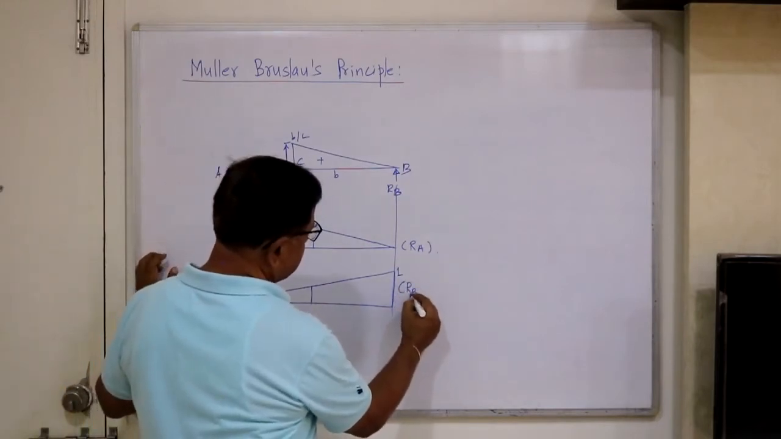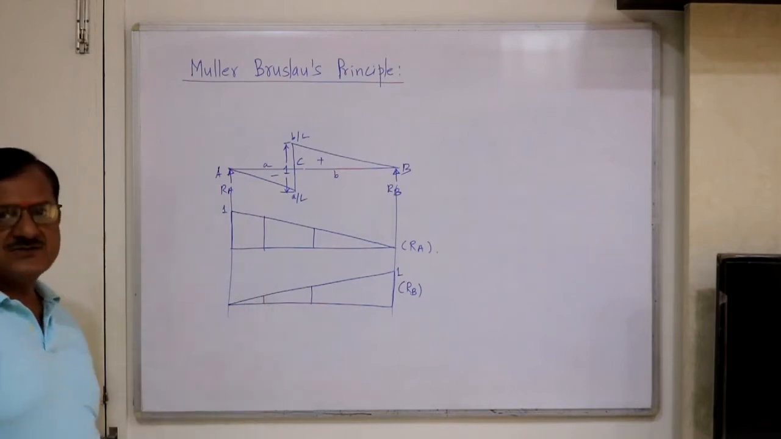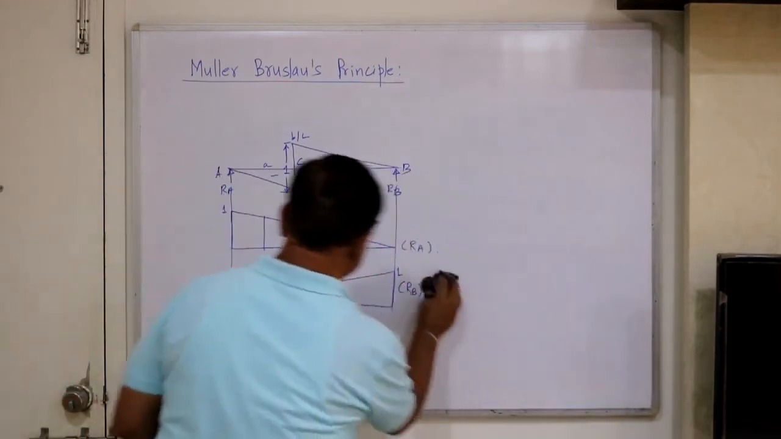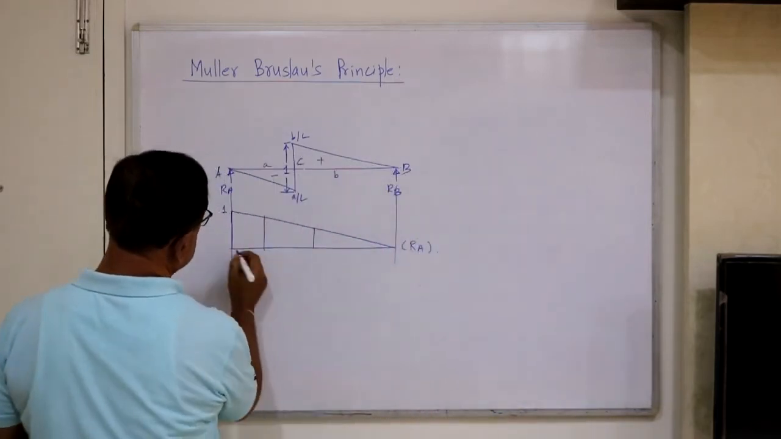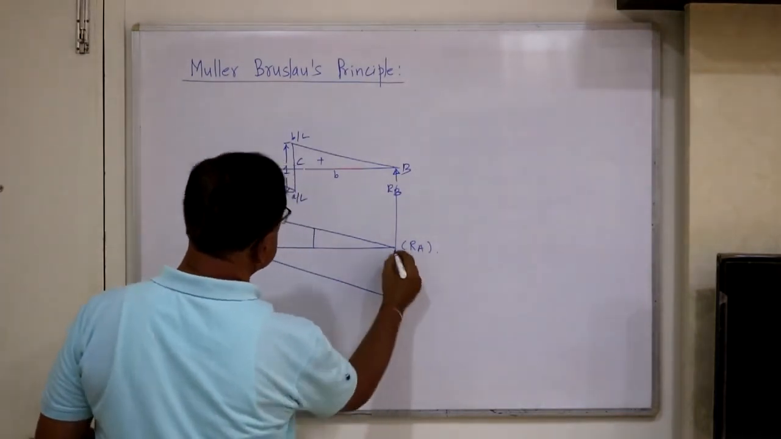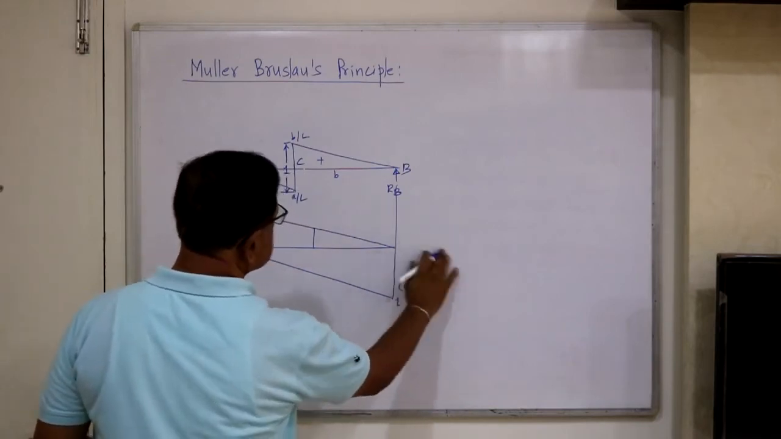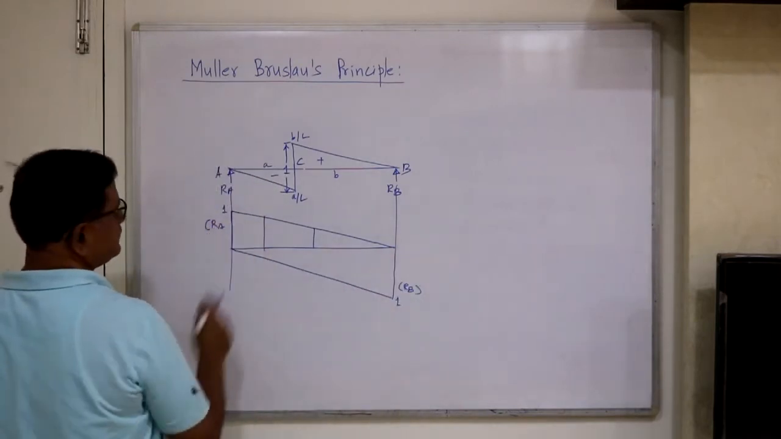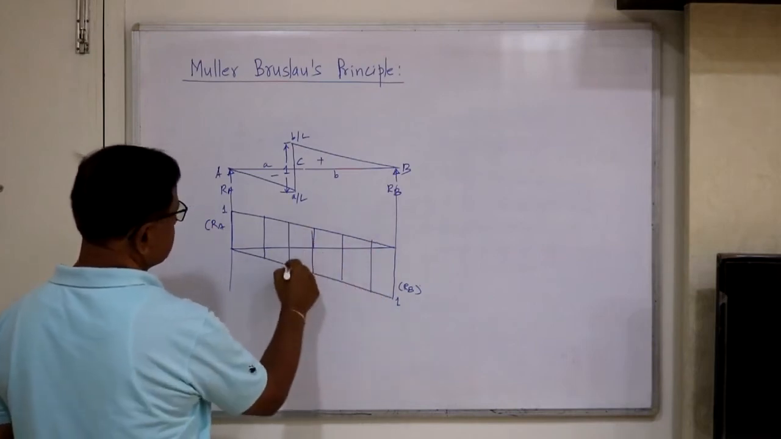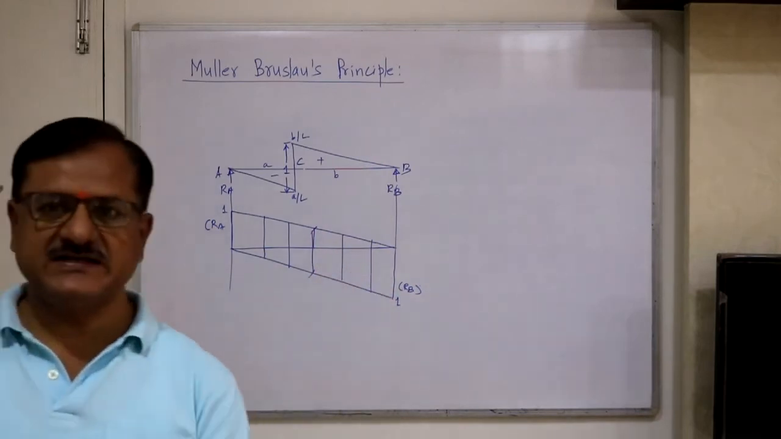But we have to draw the ILD for RB on the negative side. If we draw the ILD of RB here on the negative side, so this is the ILD for RA and this is 1, this is RB. Then each and every ordinate of this represents shear force. So this total is 1. Everywhere, if you take the total displacement, that is 1.